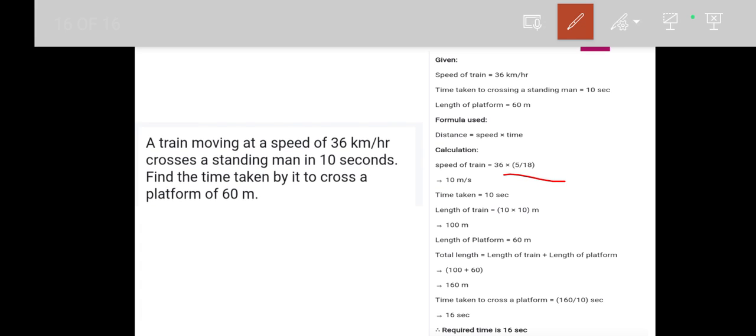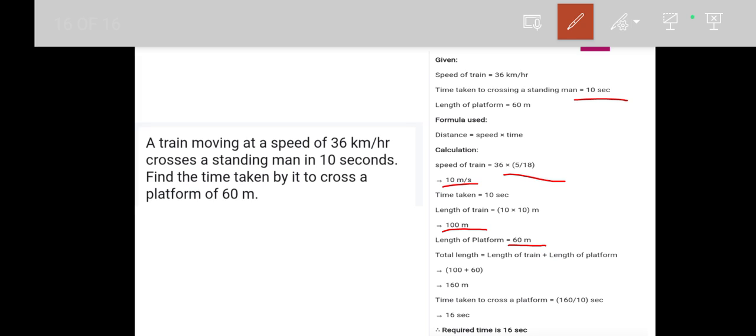The length of the platform we know is 60 meters. Then the length of the train we need to find. We know the length of the train is 10 into 10. How did that 10 into 10 come? Because this is the 10 and this is the 10. Both these 10s multiply, and we get the length of the train. That is the speed of the train into the time taken to cross a standing man. So we get 100. The length of the platform is 60 meters.